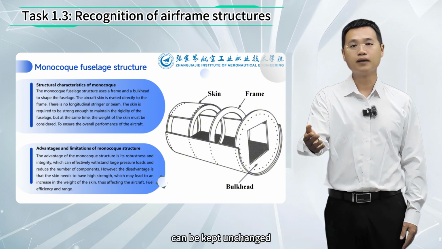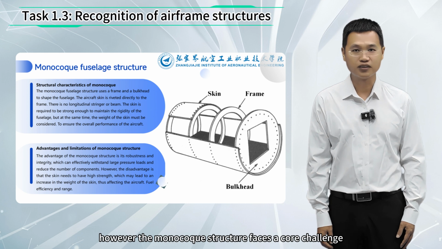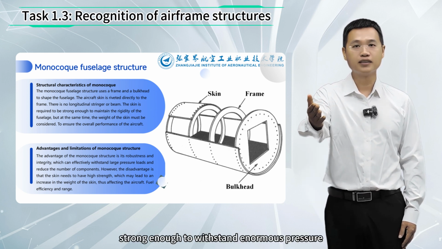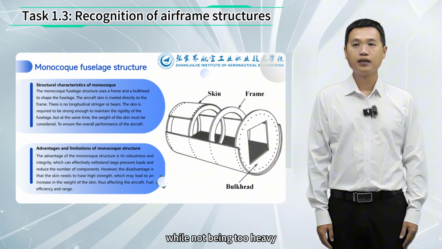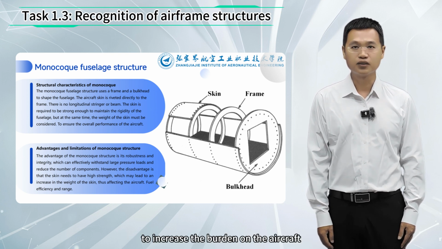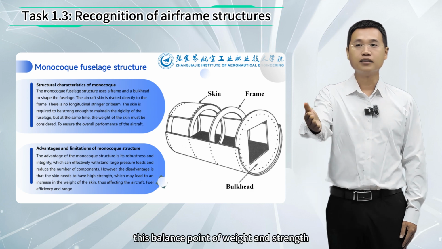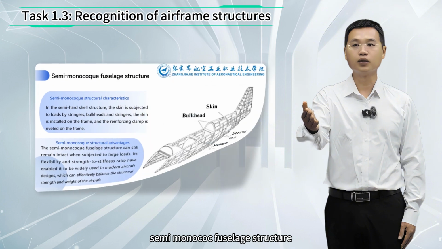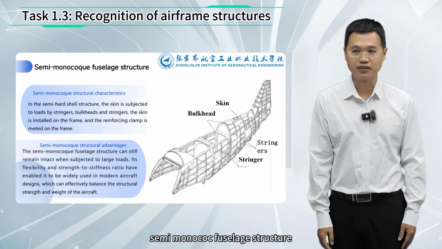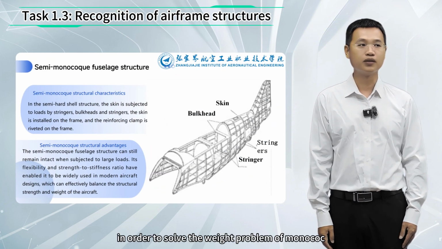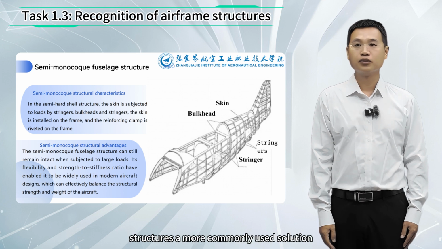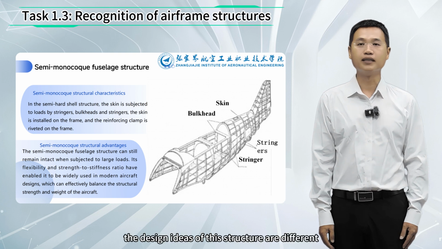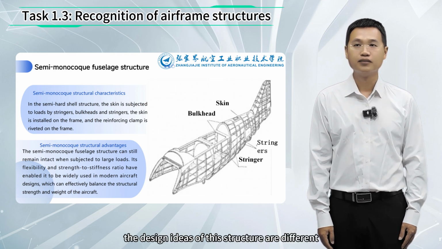kept unchanged. However, the monocoque structure faces a core challenge: how to make the skin strong enough to withstand enormous pressure while not being too heavy to increase the burden on the aircraft. This balance point of weight and strength is very critical. Semi-monocoque fuselage structure. In order to solve the weight problem of monocoque structures, a more commonly used solution is semi-monocoque structures. The design ideas of this structure are different.